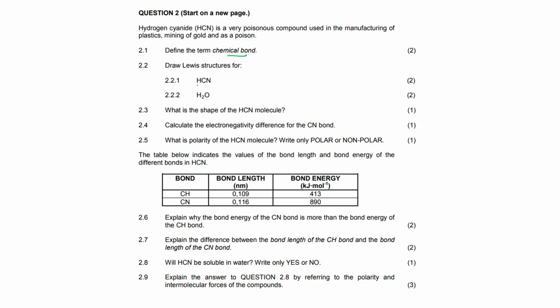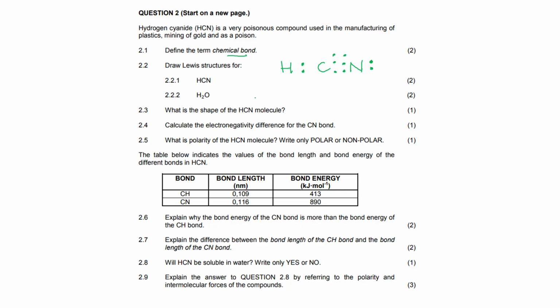Hydrogen cyanide. Okay, so we have HCN. It's going to look something like that. So you'll have two dots on the right side of hydrogen, with 3 on the right side of carbon, then 3 on the left side of nitrogen and 2 on the right side of nitrogen.